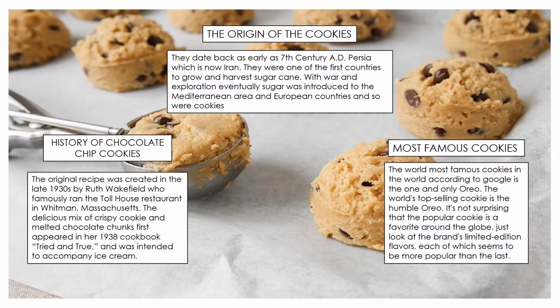Last but not least is the most famous cookie. The most famous cookie in the world right now, according to Google, is the one and only Oreo. The world's top selling cookie is the humble Oreo. It's not surprising that the popular cookie is a favorite around the world. Just look at the brand's limited edition flavors, each of which seems to be more popular than the last.